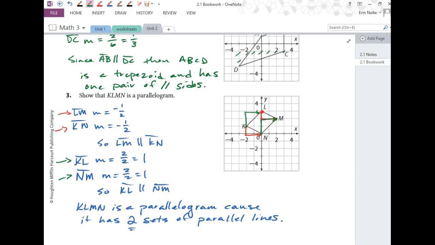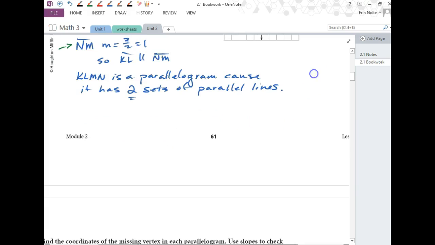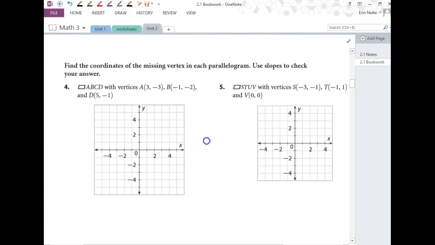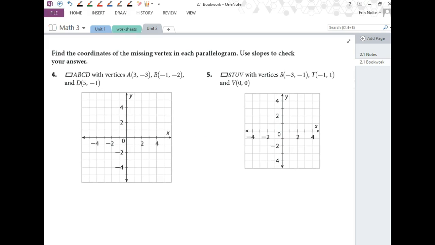Good. Okay, so continuing on, they used a picture before, which was kind of nice. Now we're doing the same thing, but now they're giving us actual numbers. We can still draw them. This time it says find the coordinates of the missing vertex in each parallelogram. Use slope to check your answer.